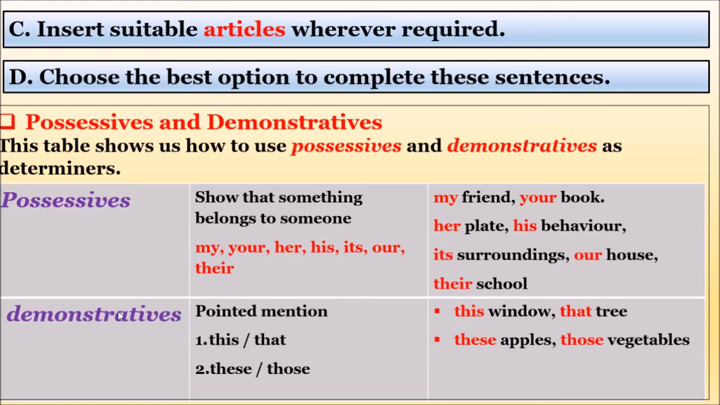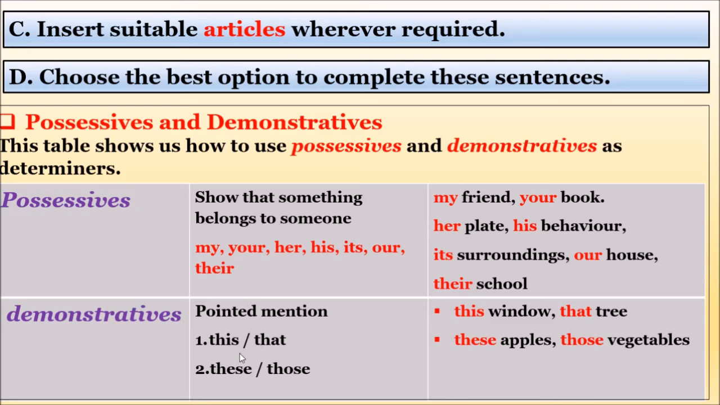Okay. Now let us come to the demonstratives. Children, demonstratives means pointed mention. Demonstratives show where a person or thing is in relation to the speaker. When we are talking to someone, these demonstratives show where a person or thing is in relation to the speaker. There are totally 4 demonstratives. What are those? This, that, these, and those.